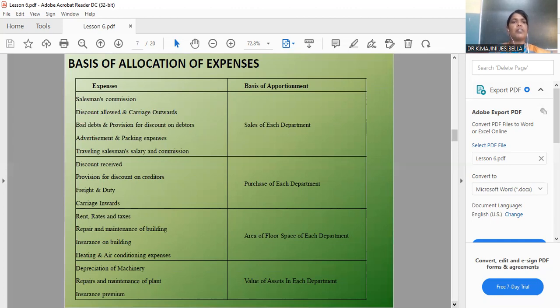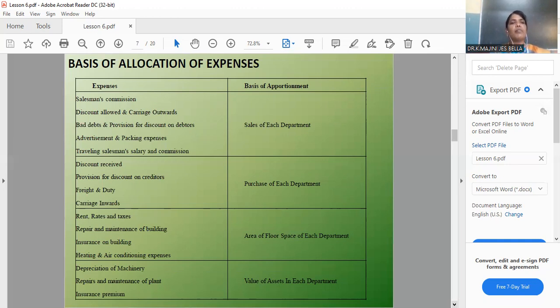The next expense is discount allowed and carriage outwards. Any discount allowed and carriage outwards are apportioned based on the sales of each department alone. Then bad debts and provision for discount on debtors. These items are also apportioned based on the sales of each department. It depends on the sales.